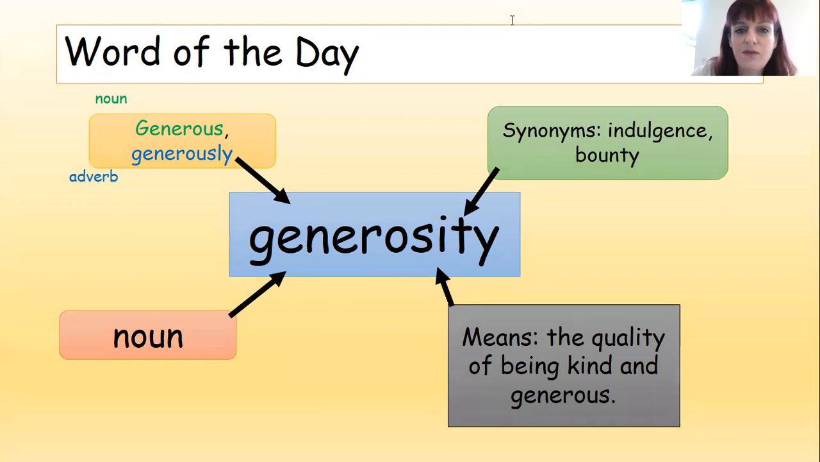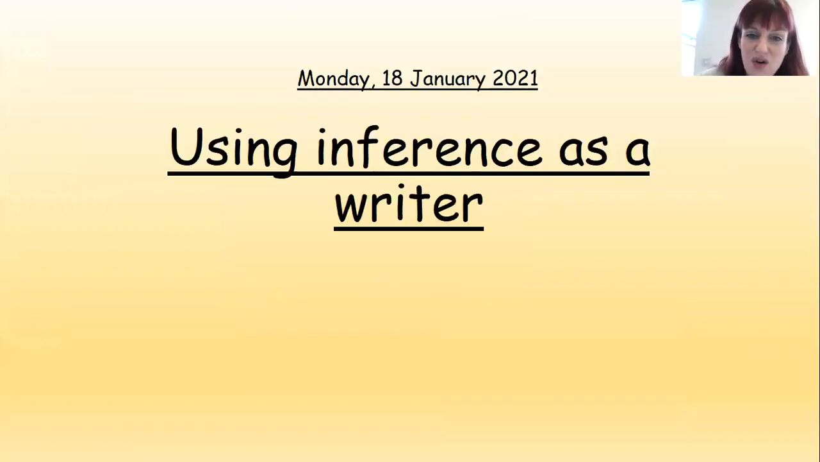Okie dokie. Right. So today we are looking at using inference as a writer. Now, we talk a lot about inference when we're reading, and it's one of our key skills that we do look at, and it's something that can be quite tricky. But using it as a writer is not something that we've really looked into. So today we're going to start seeing if we can be authors who use inference as well.